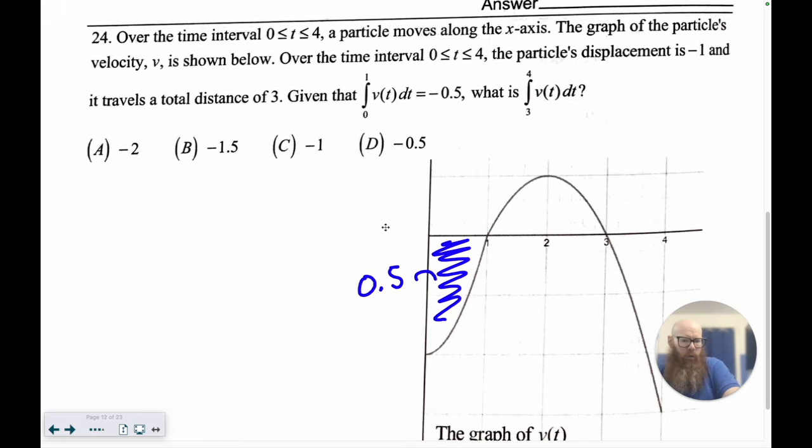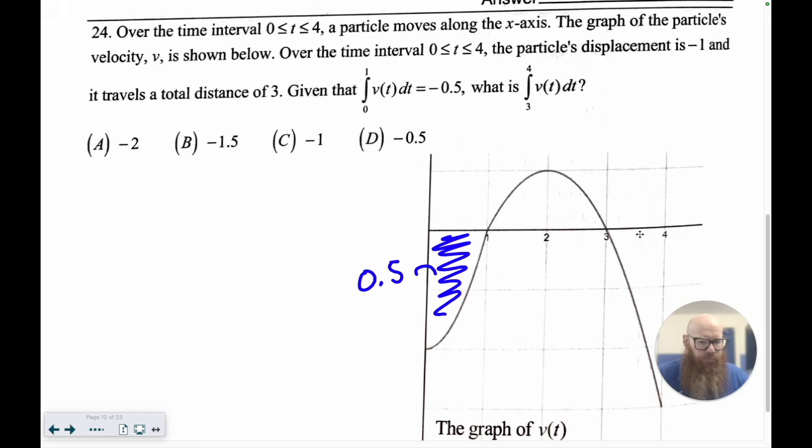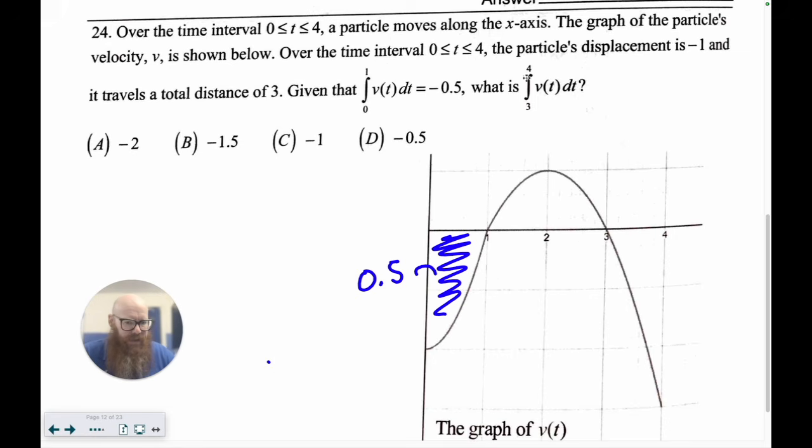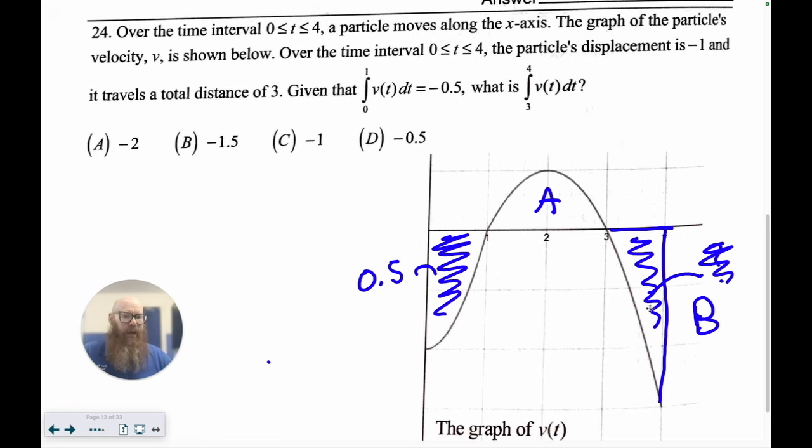Our goal, let me move this up a little bit, is to find the area from here, question mark. And then it says that the particle's just from 0 to 4, and this we also don't know. So I'm going to call that A and that B, and we're looking for B. And then let me call this negative. Okay, now we're all set up.